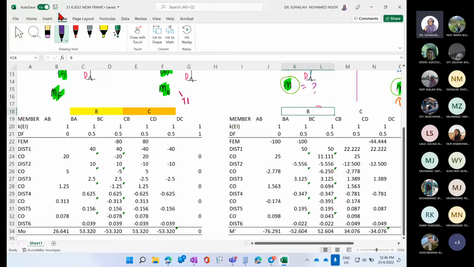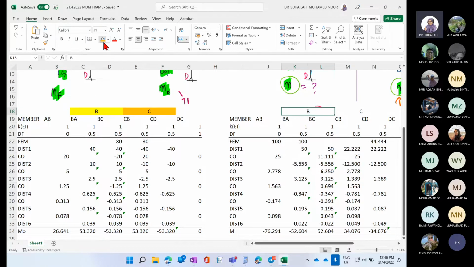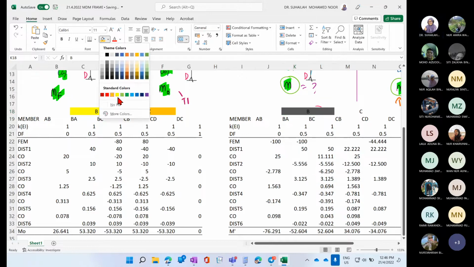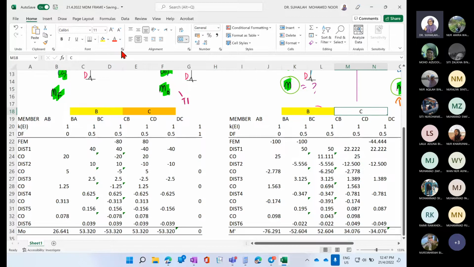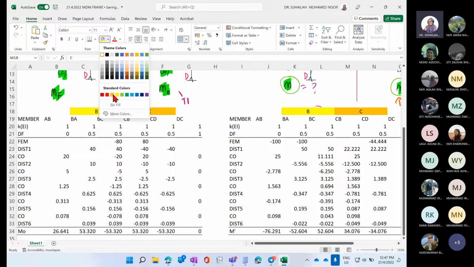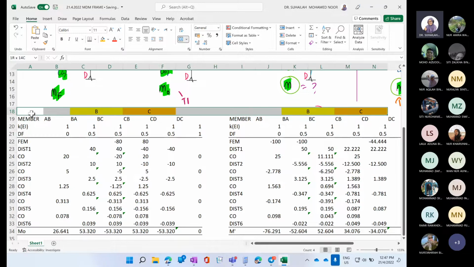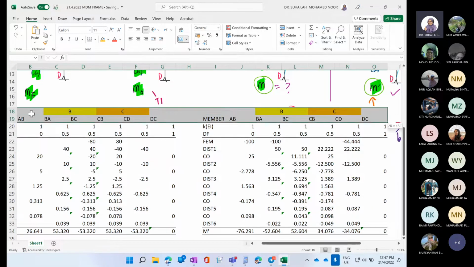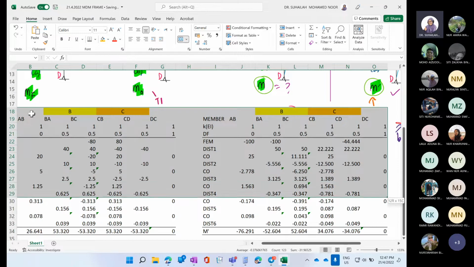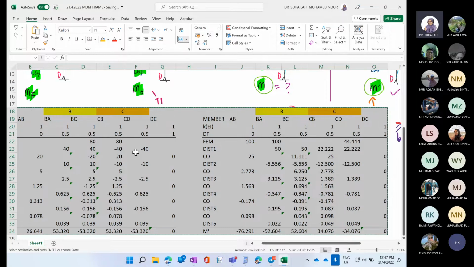Do you have any questions? Can you see it? Okay, the difference between these two tables is only due to FEM. One is due to external loading and the other is due to sidesway. For table number 2, the FEM will be based on assumption. That is why in the final formula we have a correction factor.